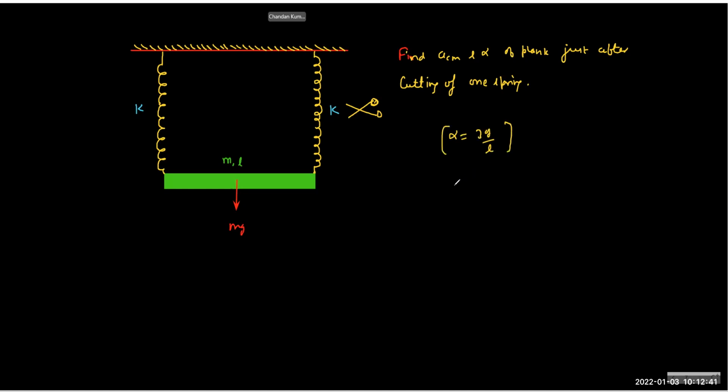So let me check. So the spring force was how much? The spring force was mg by 2, right? Yes, sir. And mg by 2 into L by 2 is the torque about the center of mass after the cutting, because the other spring is gone. So this is the only torque, equals to mL square by 12 into alpha. This is what you did, right? Yes, sir. And what about the acceleration part? 3 by 2 g.